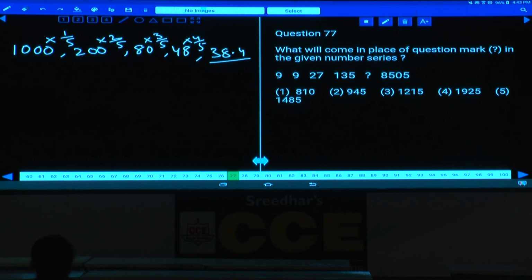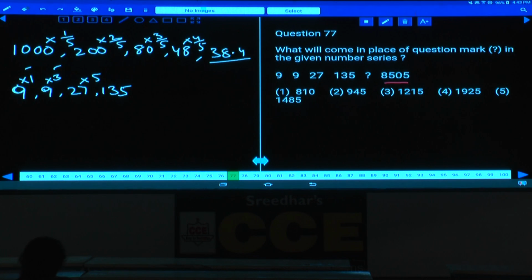Now in this 77, if you check out here, started with 9, ending with 8000, numbers are increasing at a very faster rate, hence it must be either multiplication or product. 9 into 1, 9 into 3 is 27, and 27 into how much? 135. 27 into 5 is 135.